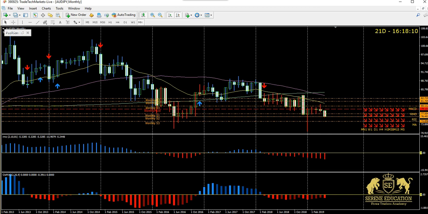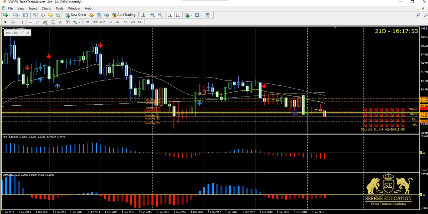29th of May, and I'm taking a look at the Australian dollar yen on a monthly time frame using Serene Education's FX Ultimate Strategy. Here we can see we've got a perfect matrix setup and price trading below the 200-day moving average on all time frames. So straight away we know we should be looking for those selling opportunities.